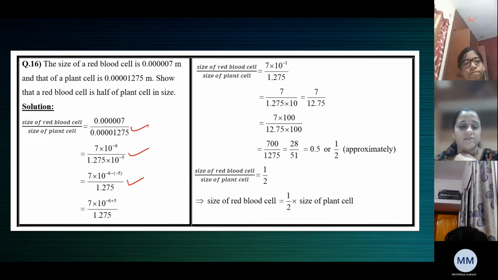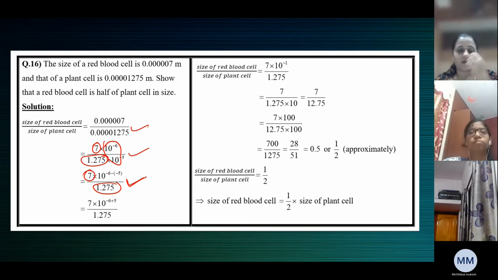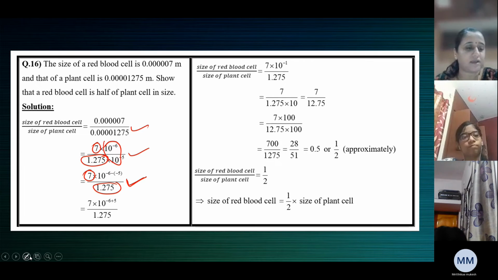I'll allow you to continue. One second. So write 7 as it is, in the numerator. Write 1.275 in the denominator as it is. Now these two bases are same and it's division. So we subtract the powers.